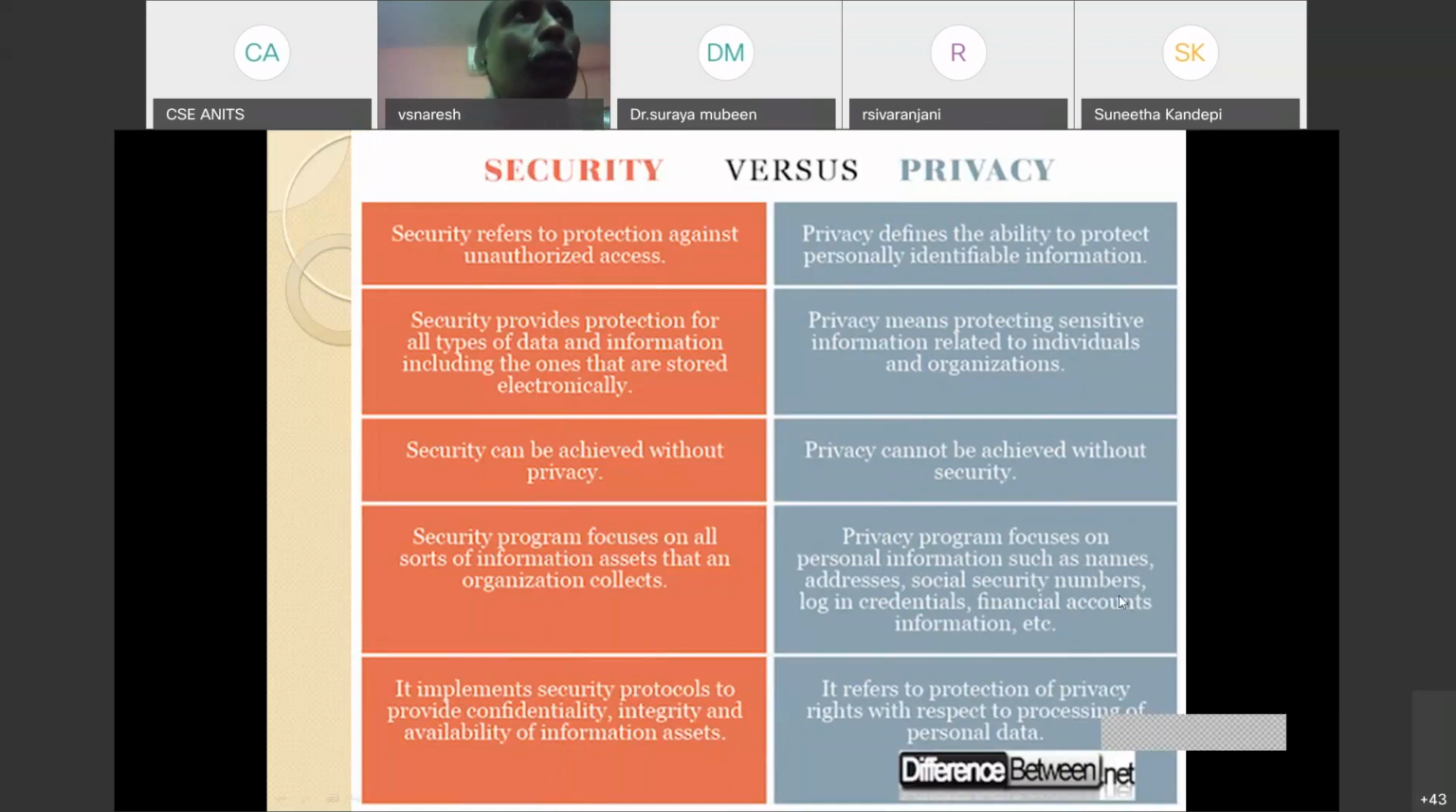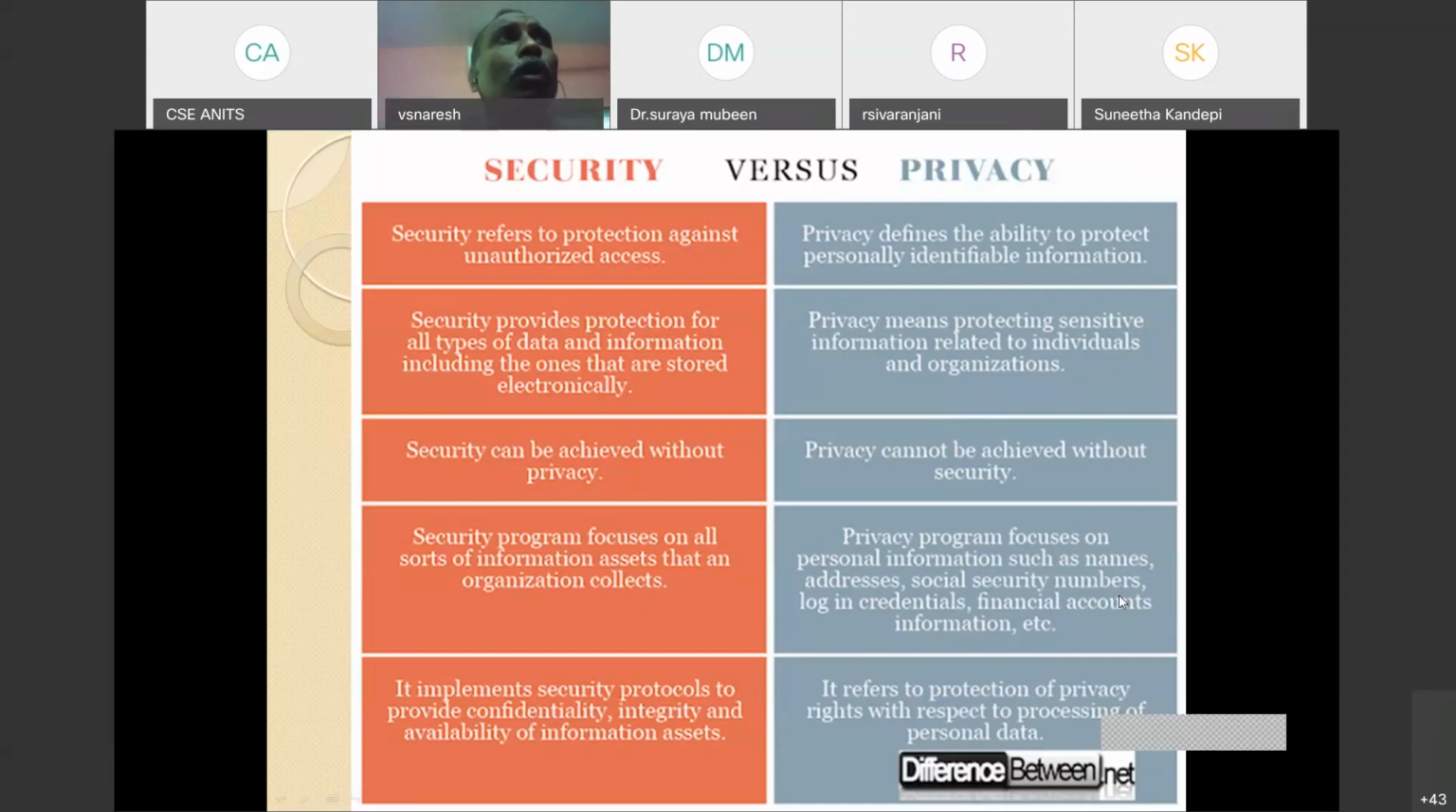Security refers to protection against unauthorized access, as you all know. Whereas privacy is protecting personally identifiable information. Let us take COVID. In this COVID, some people are getting positive, but we have to hide their names and their location, their address. So hiding those sensitive information is nothing but providing privacy. That is the main difference between security and privacy.